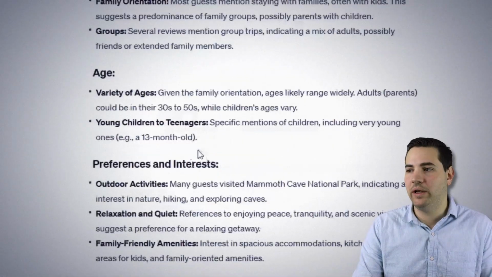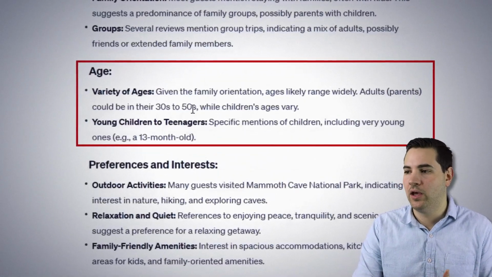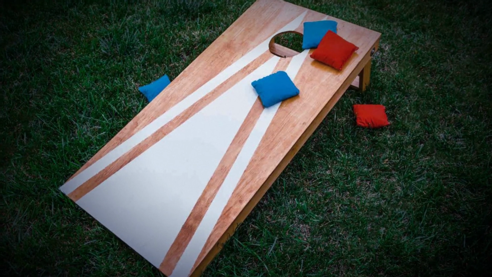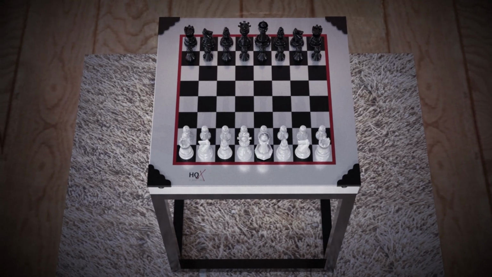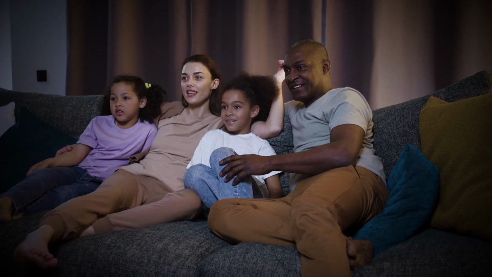Going back up, we can see the age. So it's talking about families, parents between their 30s and 50s, young teenagers, young children even mentioned. And so, yeah, we're hosting families here and that's who's coming. And I told my friend, it needs to be family friendly. So having those right amenities, those games, the outdoor experiences, like cornhole and the large chess sets and things like that will enhance and improve the marketability of this property because it's targeting the right guest avatar.